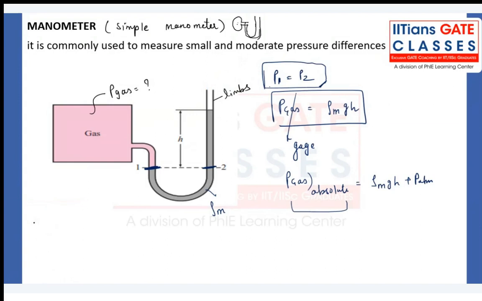Other applications of the simple manometer or differential manometer: where do we use it? Tell me, guys. In the venturimeter, we use it, right? Can we use it to measure the velocity of the fluid in a particular pipe? Yes, we can use it along with the Pitot tube. We can use it there also. I will show you the differential manometer, and how we can use it in the case of the Pitot static probe.